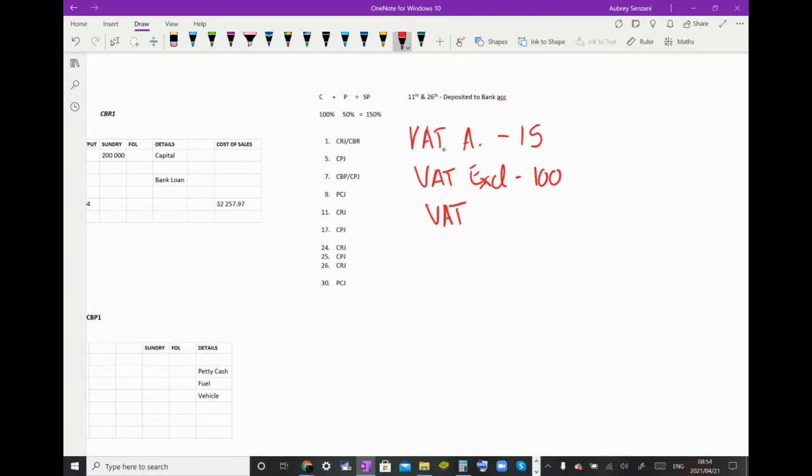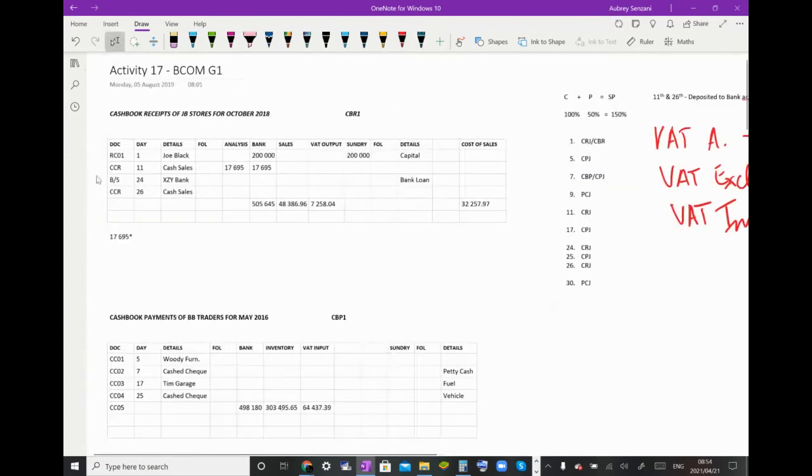The VAT inclusive is 115. All right. So again, what do we want? What we want is the exclusive amount. What we have is the VAT inclusive amount. I know why it's doing that. It doesn't want any spaces. Okay, so there now you have your VAT exclusive amount.